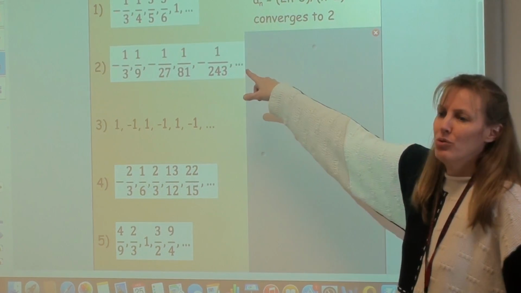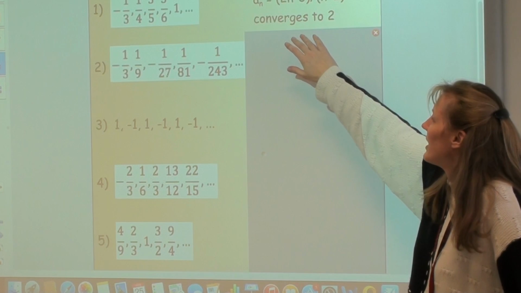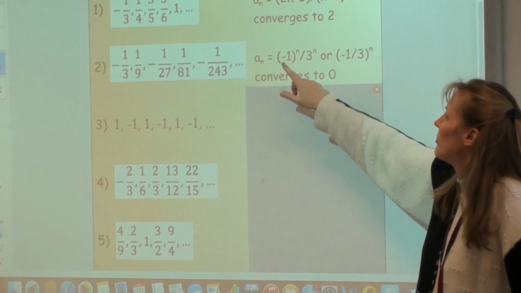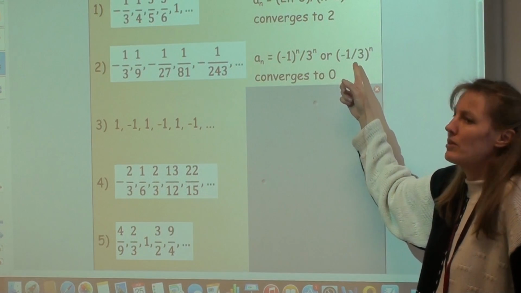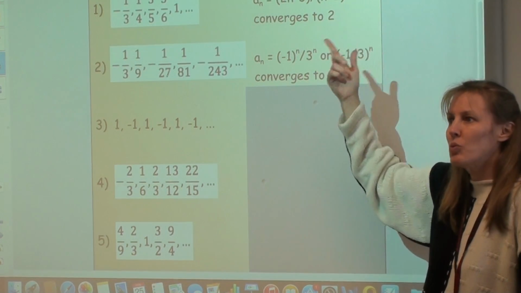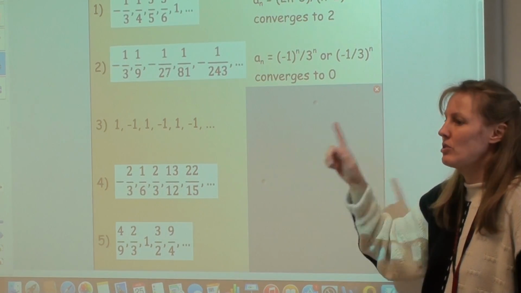Do you guys get number 2? Negative 1/3 to the n. Very good. So you could write it as negative 1 to the n over 3 to the n. Just know that that's the same thing as negative 1/3 to the n. It's also the same as 1 over negative 3 to the n, right? All of those are equivalent.